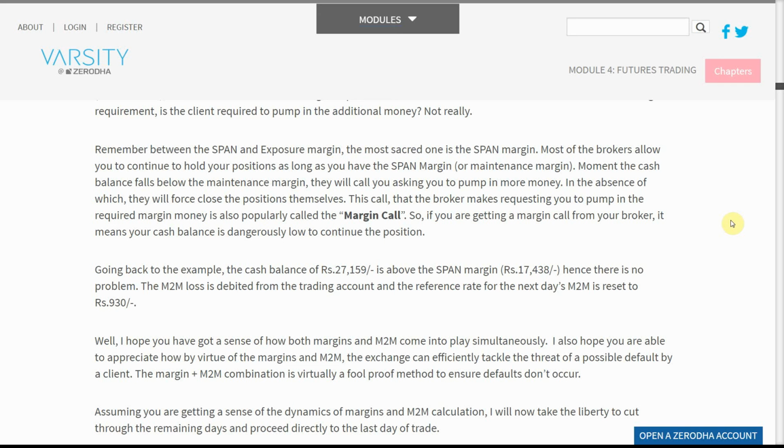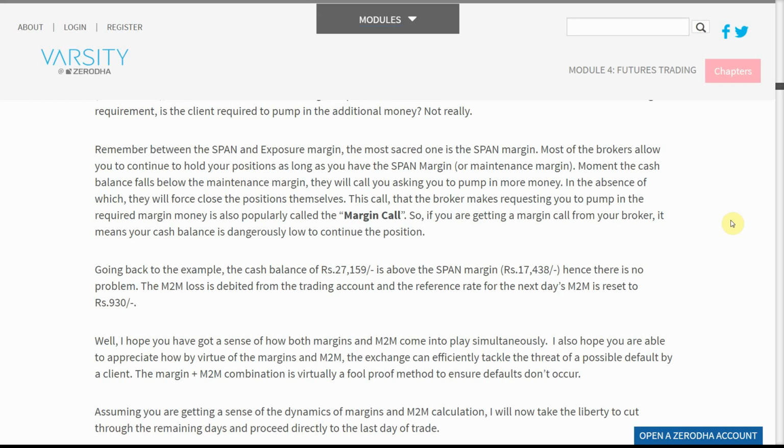This call that the broker makes requesting you to pump in the required margin money is also popularly called the margin call. So, if you are getting a margin call from your broker, it means your cash balance is dangerously low to continue the position.